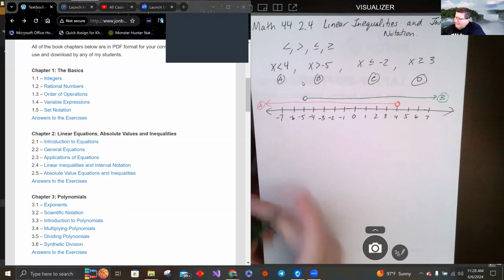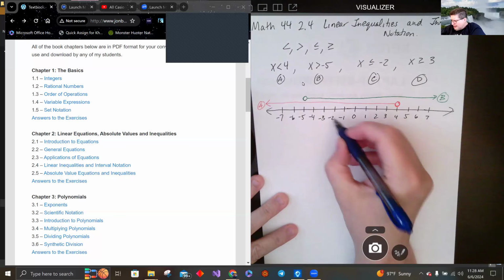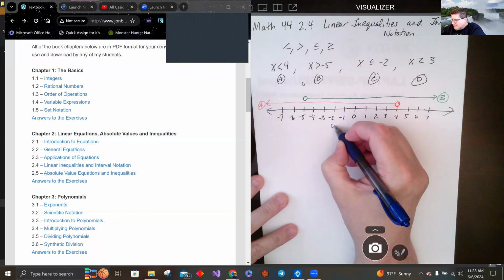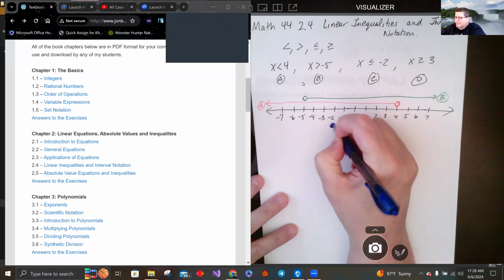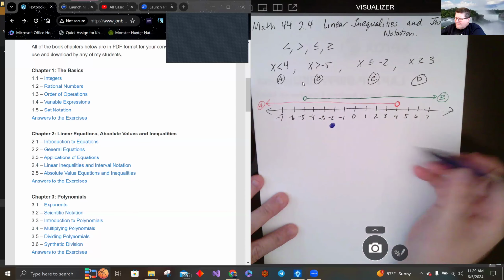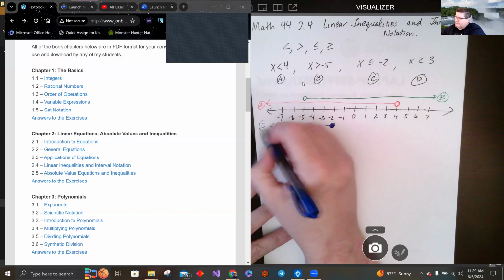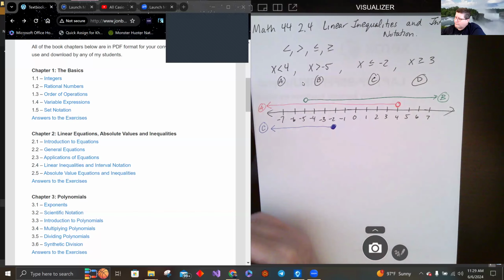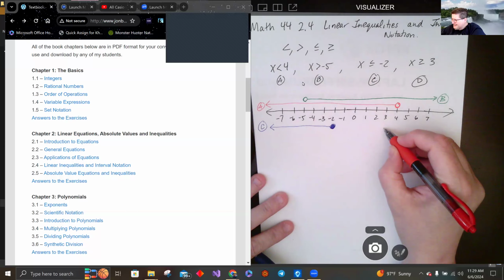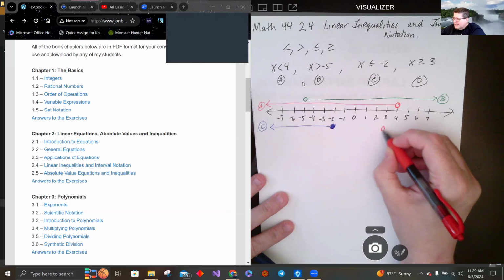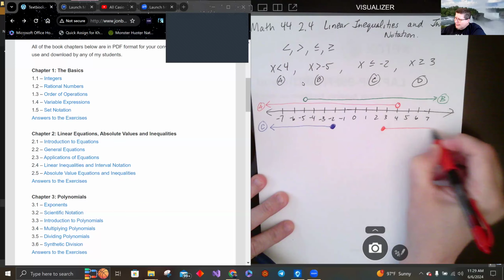For C, we have less than or equal to -2. -2 is right here. I'm going to do these underneath it now. Since we can include -2, we're going to use a solid point here. And we want values that are less than it, which are to the left. That would be C. And finally, values that are bigger than 3, including 3. We start at 3, we fill in the circle, we go to the right.